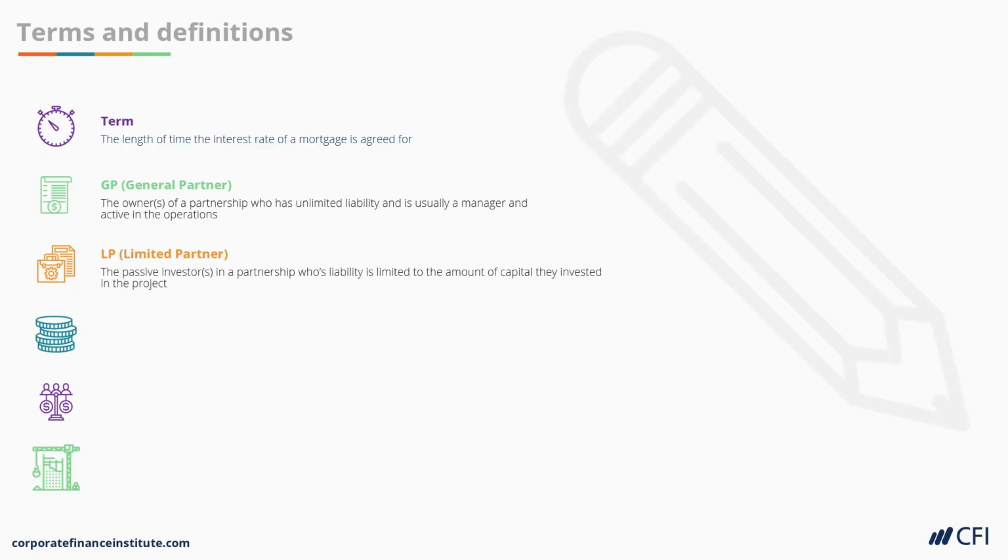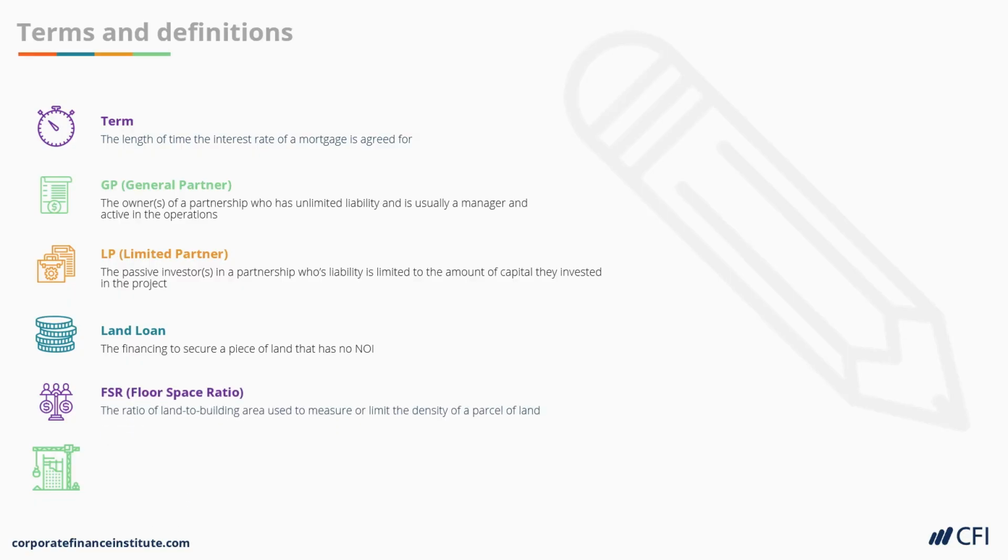LP stands for limited partner, and this is the passive investor who brings capital to a project, and their losses are limited to just the capital they've invested. A land loan is the financing that's required to secure a piece of land that does not yet have any net operating income being generated.